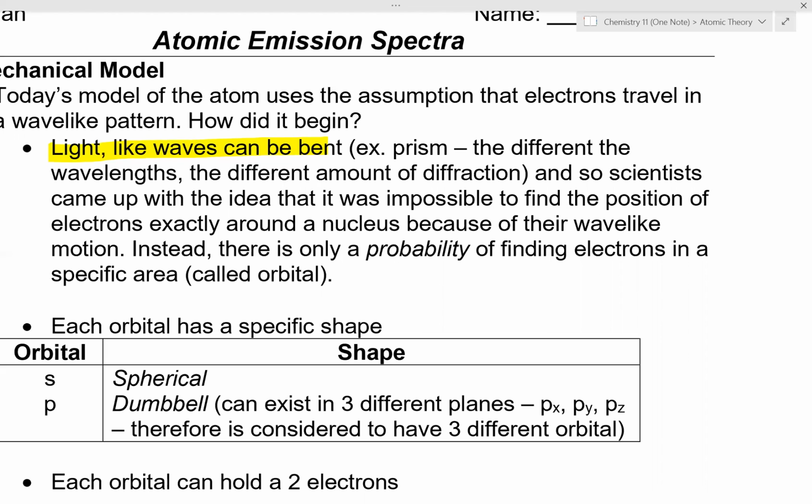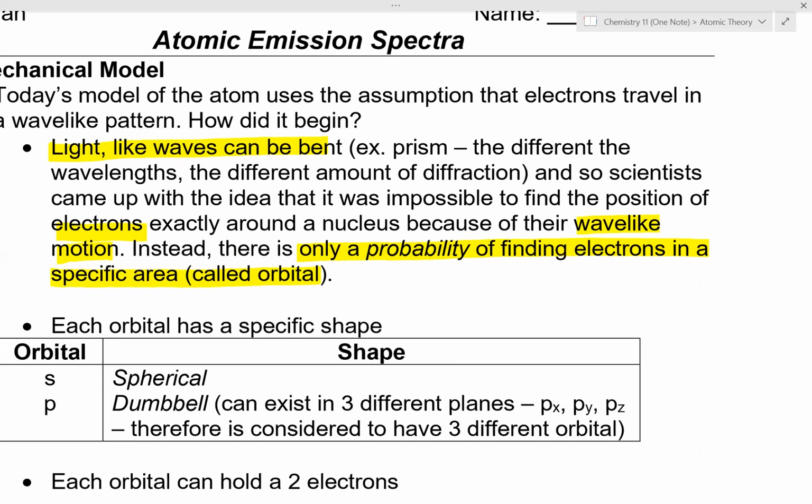Or how can it produce light? How can a straight line object produce a wave-like light? So the idea now is that the electrons move in a wave-like motion, and instead of having defined orbits, there is only a probability of finding an electron in a specific area. Now we use the term orbital. So what we've done is evolve the idea from Dalton, Thomson, Rutherford, Bohr. Now we have the wave mechanical model.